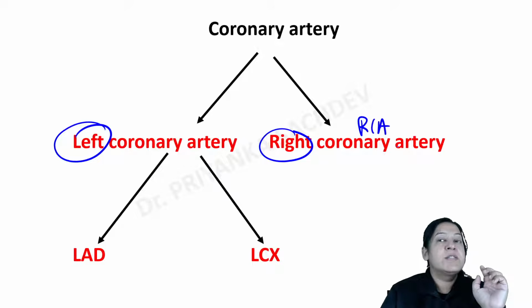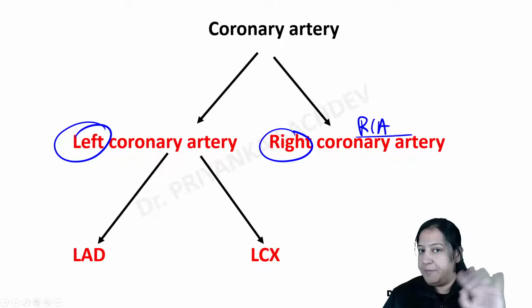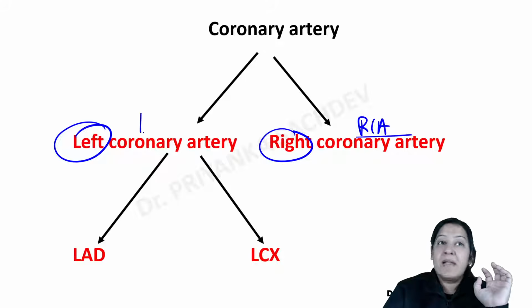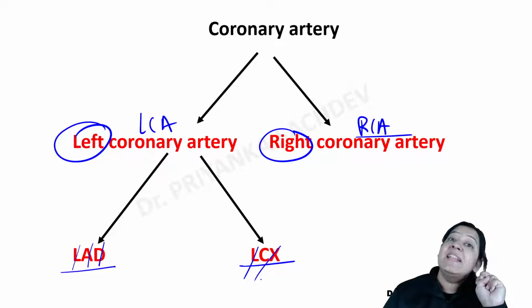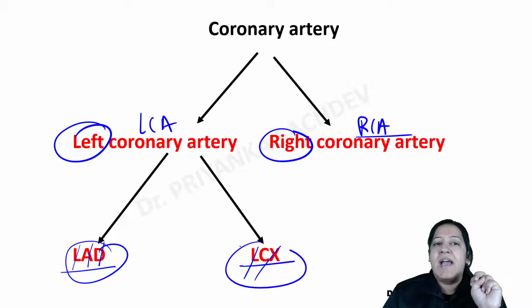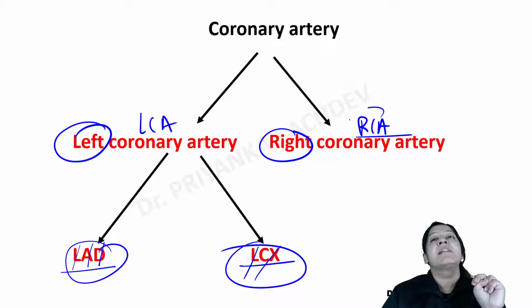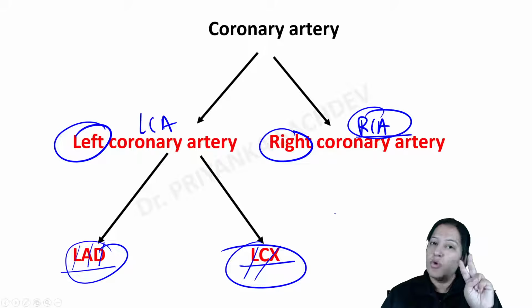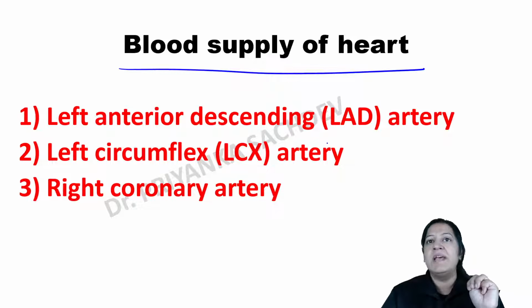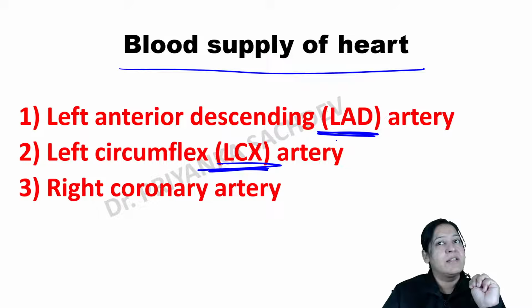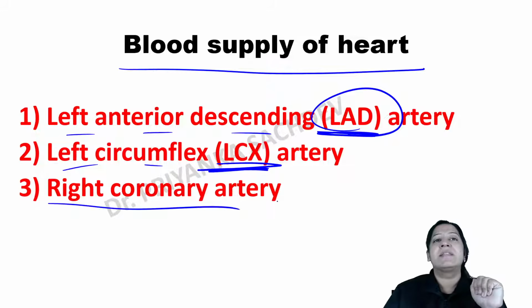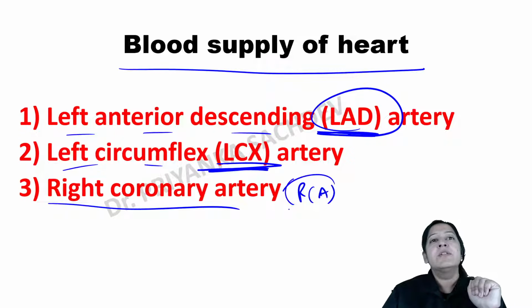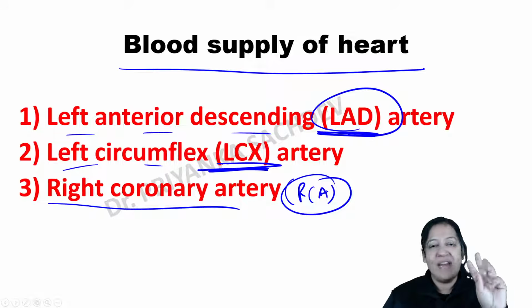Right coronary artery is known as RCA. It doesn't have any further branch. But left coronary artery has two branches, that is left anterior descending, LAD, and left circumflex, LCX. So LAD and LCX are the two branches of the left, and RCA is the right coronary with no branch. So in total we have three coronaries, two of the left side and one of the right side.